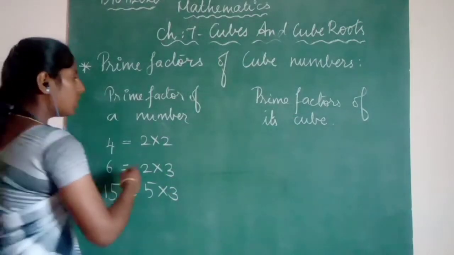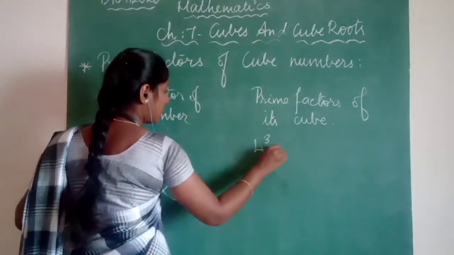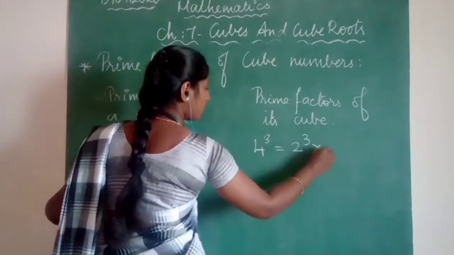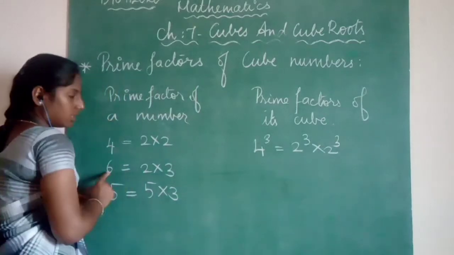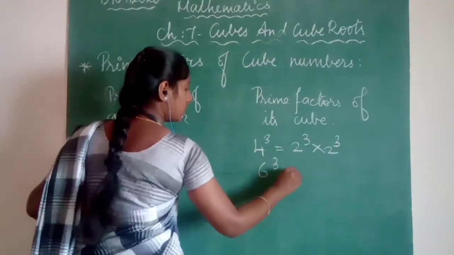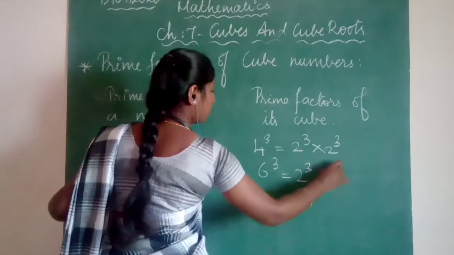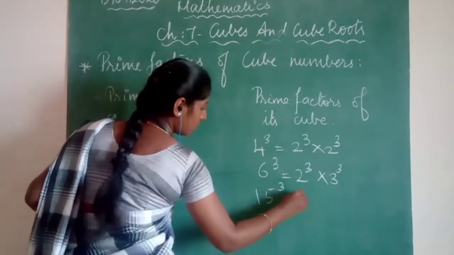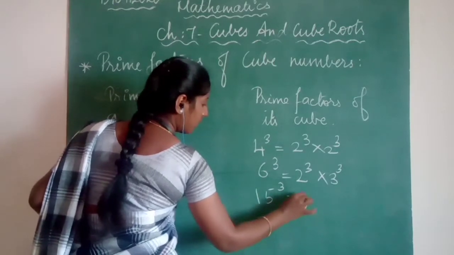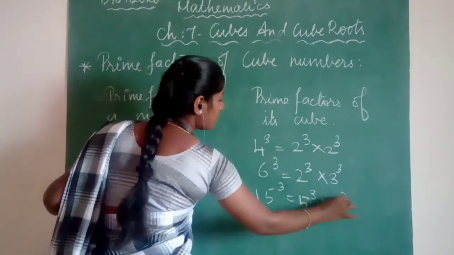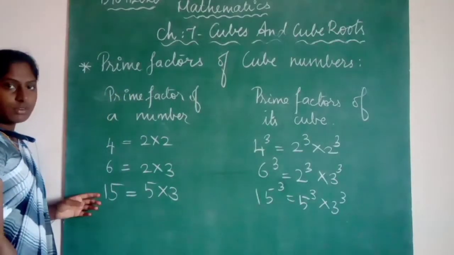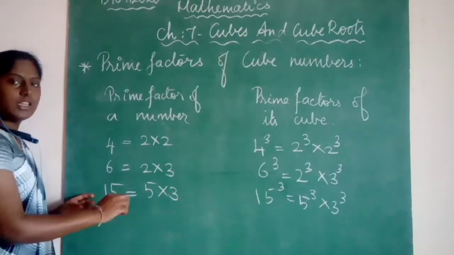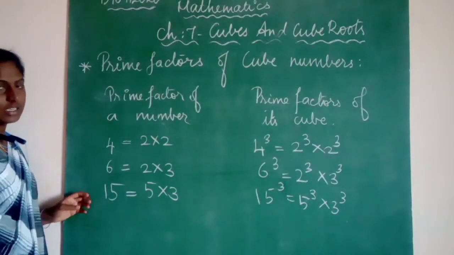Is it clear? Then how will you write 4 cube? 4 cube is written as 2 cube into 2 cube. Next, 6 cube is written as 2 cube into 3 cube. Then 15 cube is written as 5 cube into 3 cube. Is it clear for all of you? So if you take any number, first you have to prime factorize it and then you can write the cubes easily. Clear?